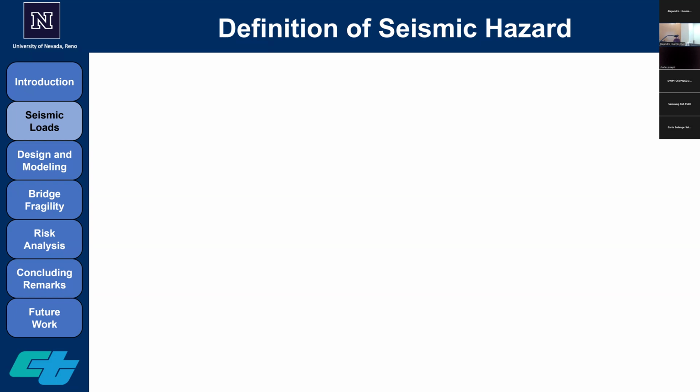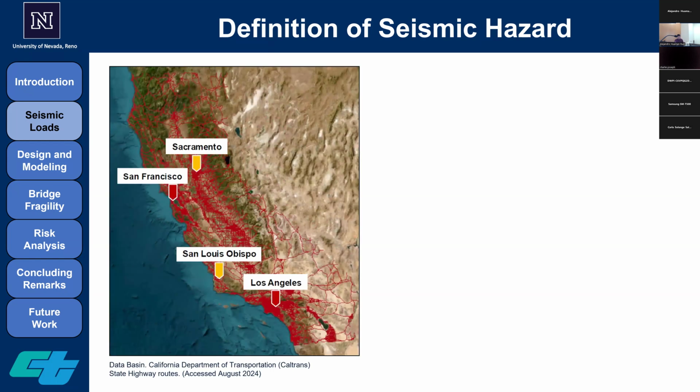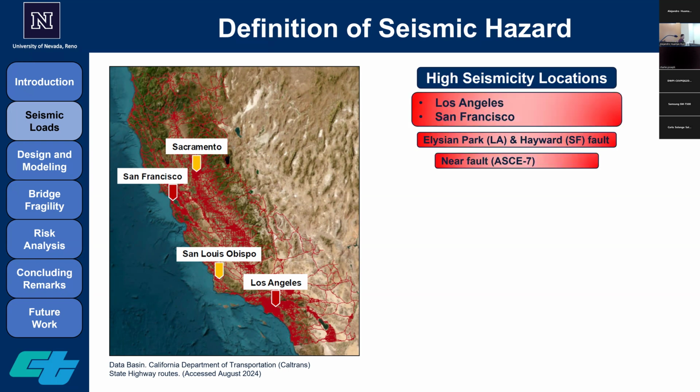So we're trying to find a hazard consistent design for such locations, and we're using 4 different locations: 2 high seismicity and 2 low to moderate seismicity. You can see the density of the transportation network across the state of California here. For the high seismicity locations, as I mentioned, we are looking at Los Angeles and San Francisco. These locations are considered near fault because they are located within 15 kilometers of the fault. For San Francisco, the Hayward Fault is the most contributing fault according to seismic deaggregation, and Elysian Park is the one with the most contribution for Los Angeles.